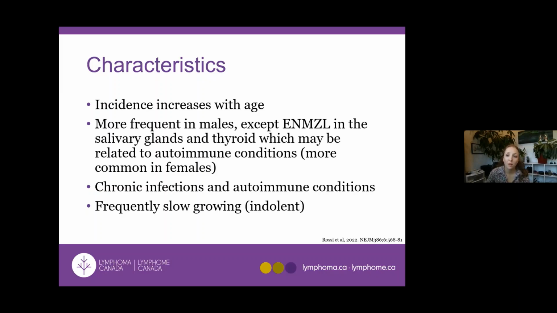Again, they're frequently slow growing or indolent. We do know, however, that approximately 20% of marginal zone lymphoma patients have more badly behaving biology, so they progress sooner than we expect, or they don't respond to frontline treatment as we expect. Those individuals struggle a bit more with their disease over time.